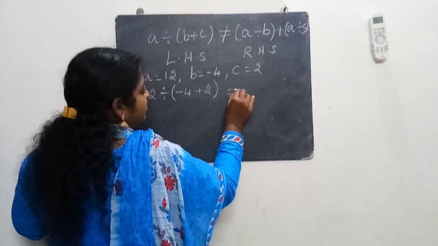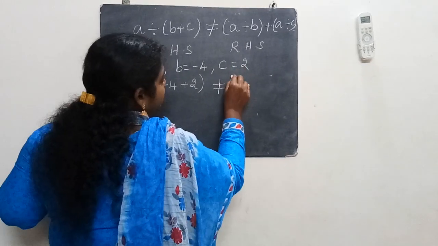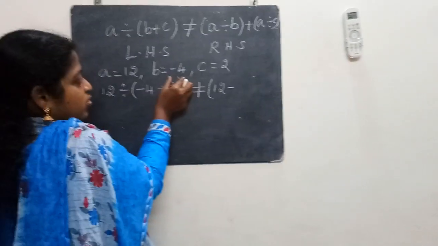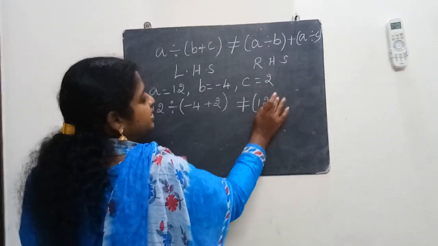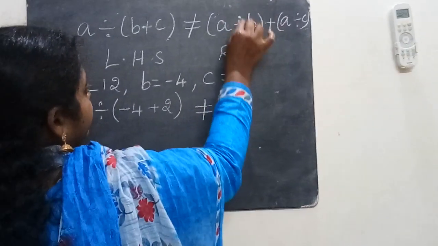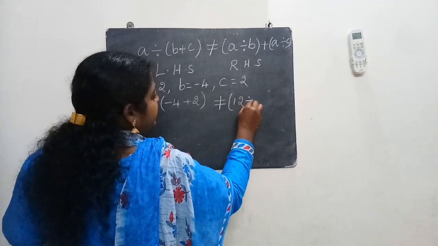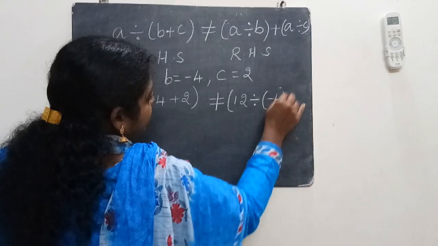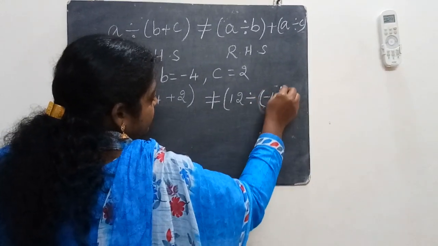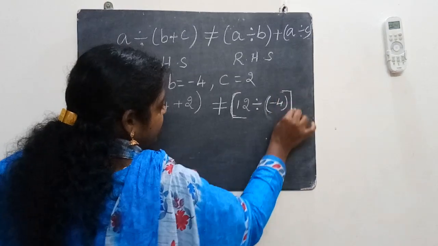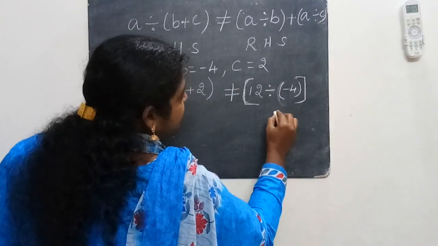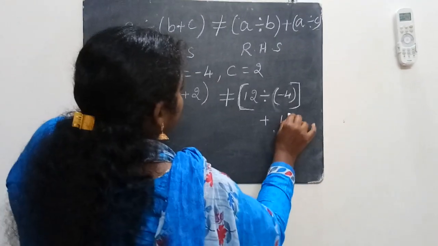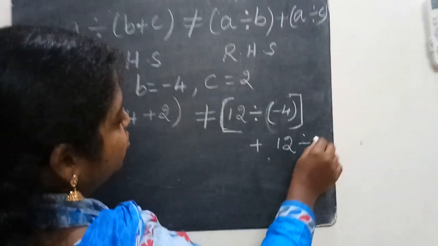It should not be equal, so not equal to A divided by B. A divided by B means 12 divided by B. What is B here? Minus 4. For the difference I am writing the bracket like this. Plus A divided by C. What is A value? 12. 12 divided by C value, which is 2.